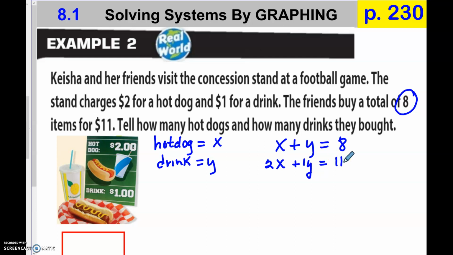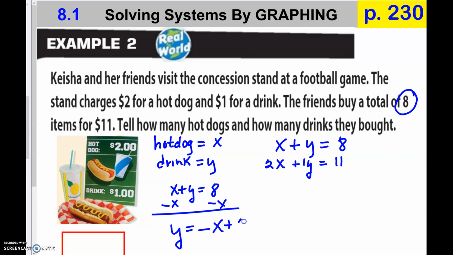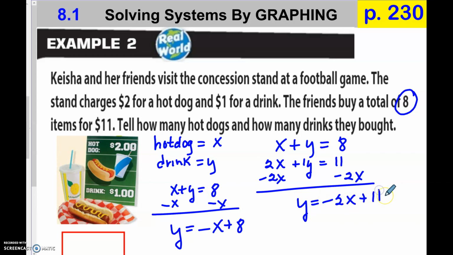So what we can do to solve this now is to get each one of these equations to get y by itself. So let's take this first one, x plus y equals 8. I'm going to get y by itself. So I'm going to subtract x from both sides. So y equals minus x plus 8. Okay, now in this other one, I'm going to get y by itself. So I'm going to subtract 2x. So I get y equals minus 2x plus 11.